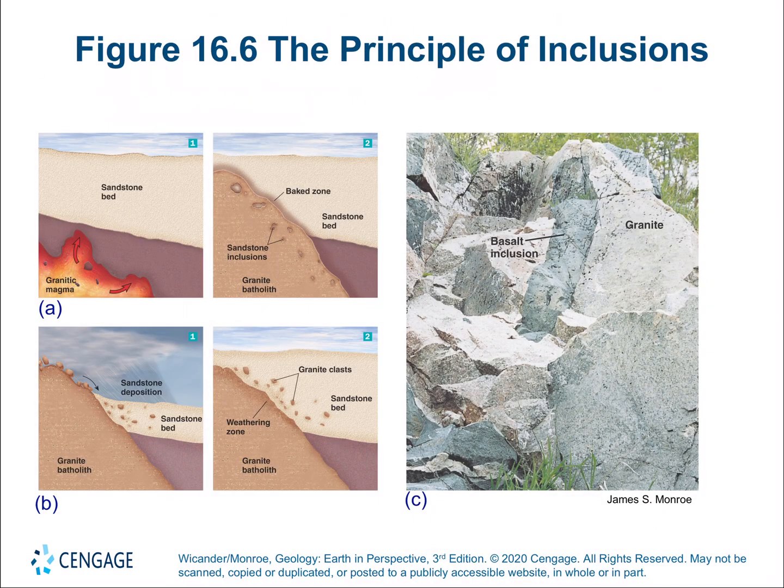This is another slide showing you some of the principle of inclusion. So in picture A, we know that the sandstone is older than the granite batholith. In picture B, we know that the sandstone is younger than the granite batholith because it contains pieces of the granite. In picture C, you see this outcrop from northern Wisconsin showing basalt inclusions in the granite.